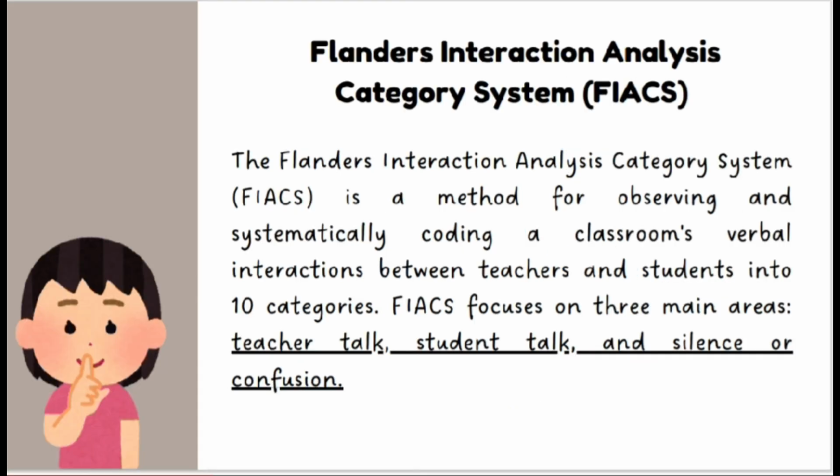The last framework for interaction analysis is Flanders' Interaction Analysis Category System. It is a method for observing and systematically coding a classroom's verbal interactions between teachers and students into 10 categories. FIACS focuses on three main areas, namely teacher talk, student talk, and silence or confusion.